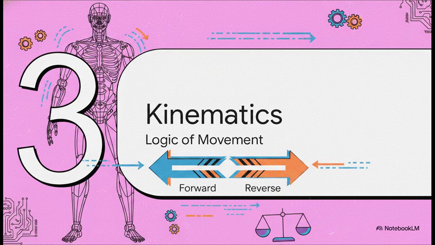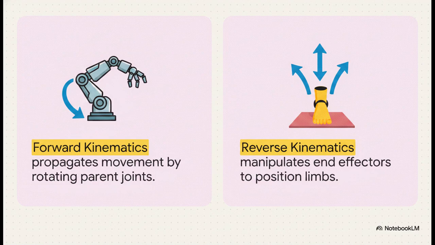Which brings us nicely to Section 3, forward versus reverse kinematics, the logic of movement. Now, as engineering students, you've absolutely got to wrap your heads around kinematics, basically how forces propagate through the robot's joints. We rely on 2 primary principles here.